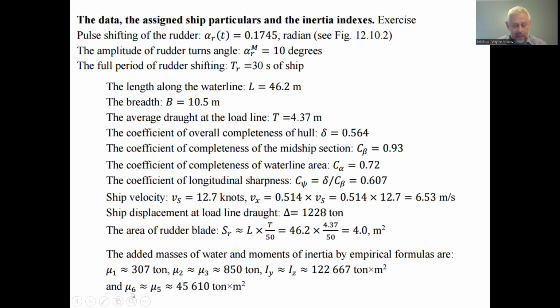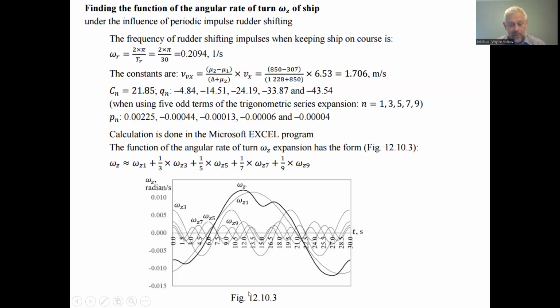And the added moments of inertia, the impacts of the water inertia on the ship inertial characteristics when the ship rotates with angular acceleration around the vertical applicate axis and the transverse horizontal ordinate axis. So these moments of inertia were also found by empirical formulas. They are 45,610 ton square meters.